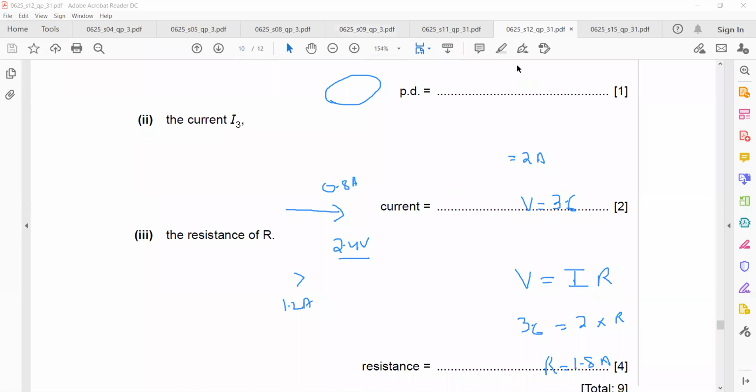So what is the distribution of the marks? 1 mark is for identifying the total current. 1 mark is for identifying the voltage difference, the drop. And 1 mark is for using a formula and 1 mark is for the final answer.